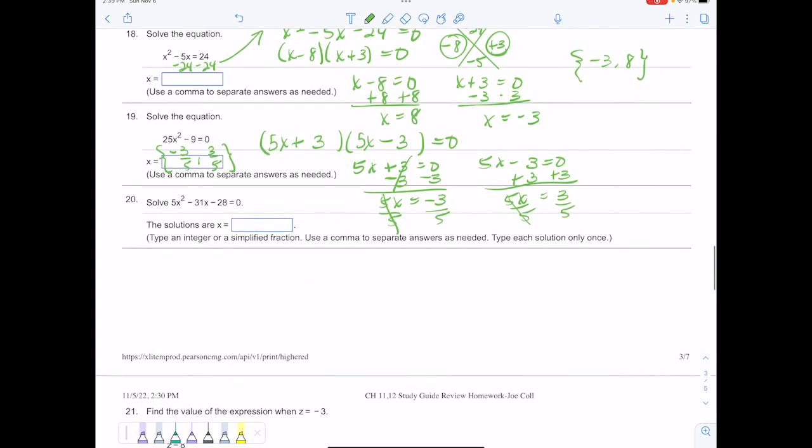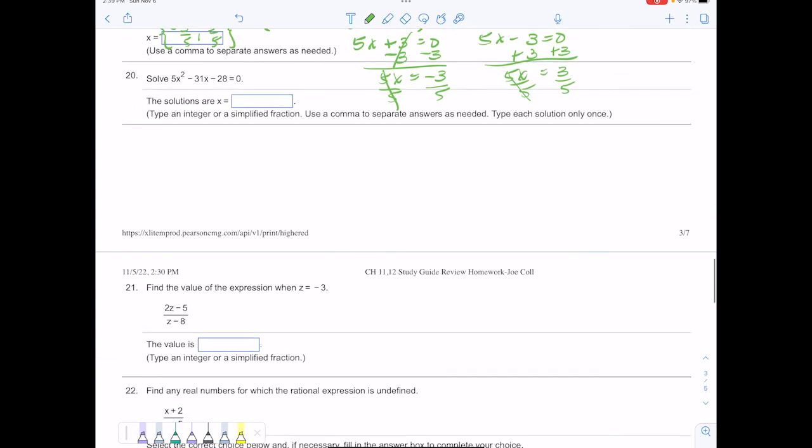You're going to do the same thing with number 20, except you're going to have to use either the Columbia method or grouping, but you're going to factor that and then set your factors equal to 0 and solve.